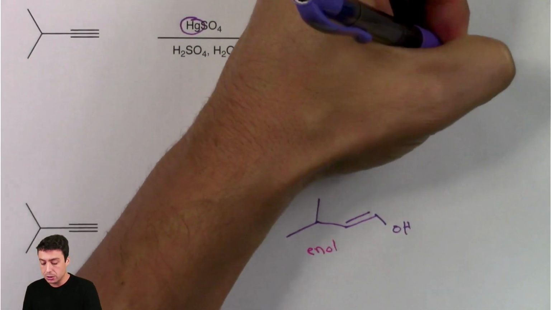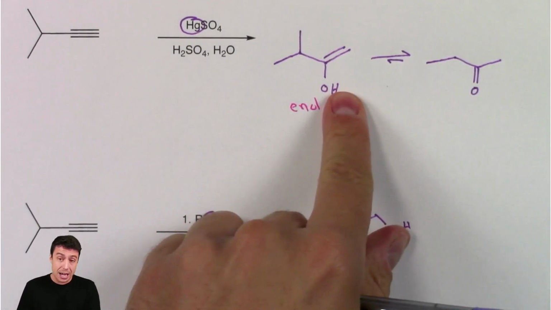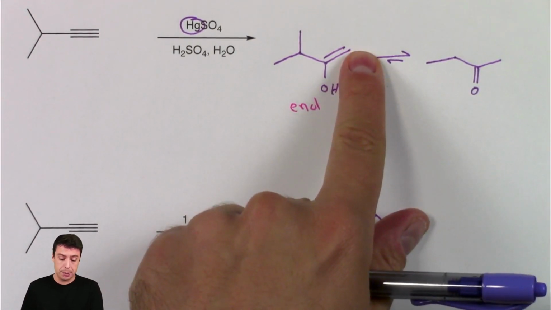So you basically turn the carbon to oxygen single bond into a carbon to oxygen double bond, and this H goes on to the end of the chain where the other pi bond was.